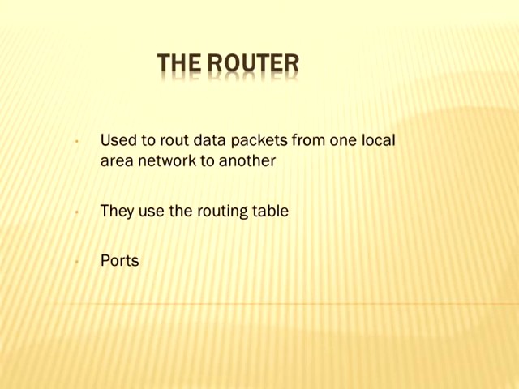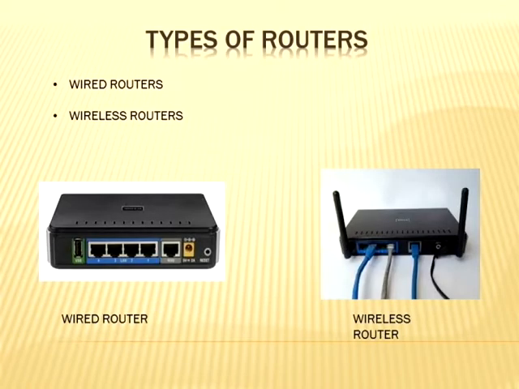There are 2 types of routers, the wired routers and the wireless routers. The wired routers make use of cables to connect from one computer to another or from one device to another on the network. On the other hand, we have the wireless routers, which come with antennas, and they are very helpful in terms of connecting multiple computers simultaneously on the network.